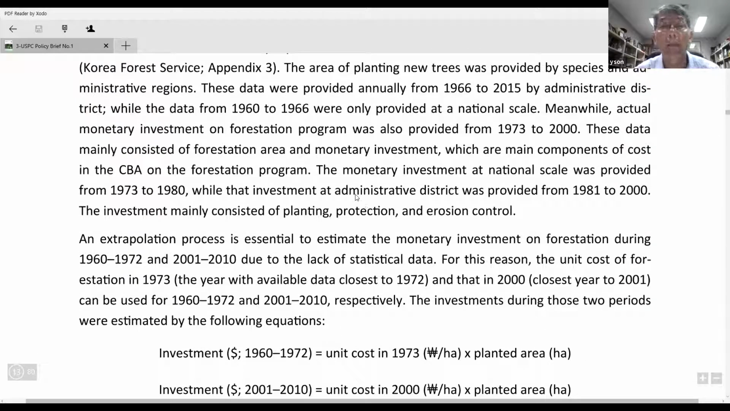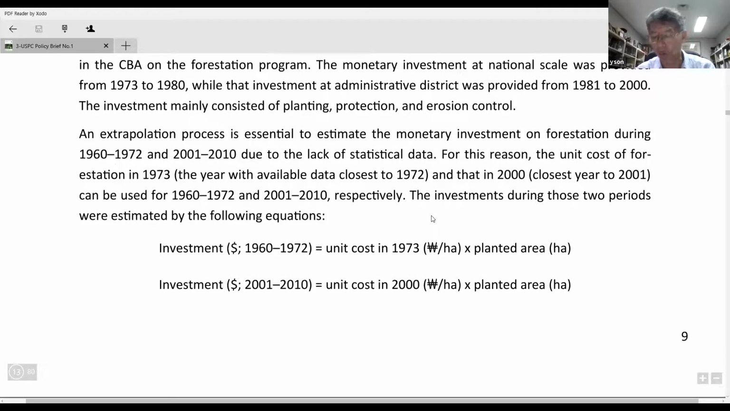Here, I'd like to emphasize again the monetary investment after reforestation. Here, it reads, the monetary investment at national scale was provided from 70 through 80, while that investment at administrative district was provided. This investment consists of planting, protection, and erosion control. Okay? So even after planting, you still need to invest money to protect and manage the forest.